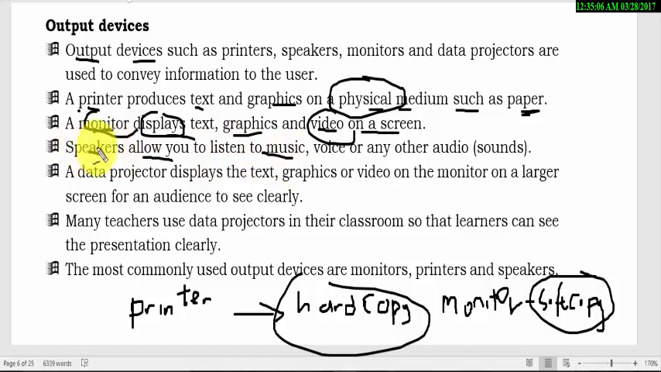So this is an output device because we are able to listen to music. Or this time we are able to listen to my voice. We are using the speakers as an output device for the voice of any other audio, for example, my voice here.